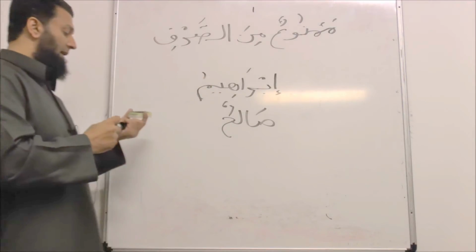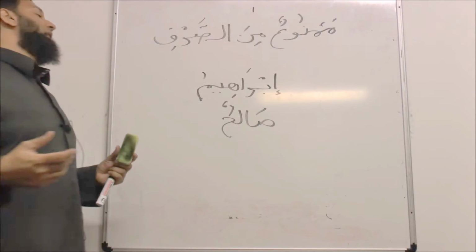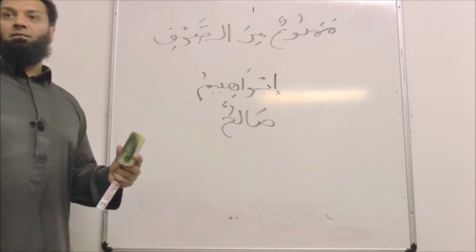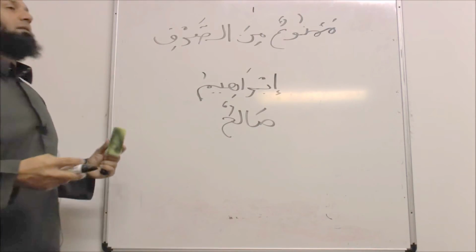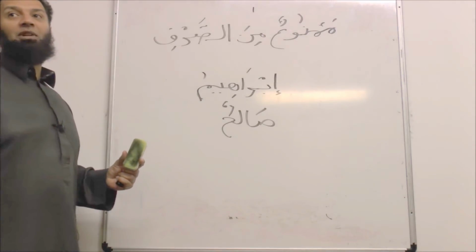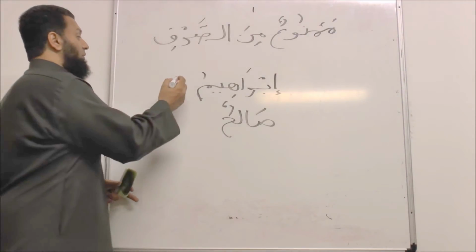If we want to say that Ibrahim is tall, we would say Ibrahimu tawilun. Don't say table, Muhammad. Tawilun. Right? Ibrahimu.